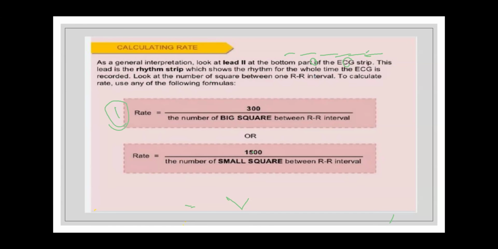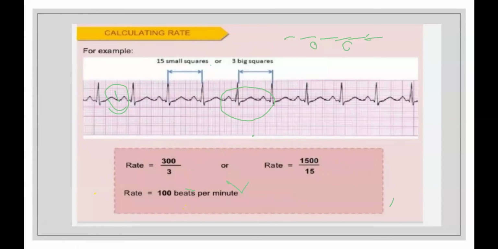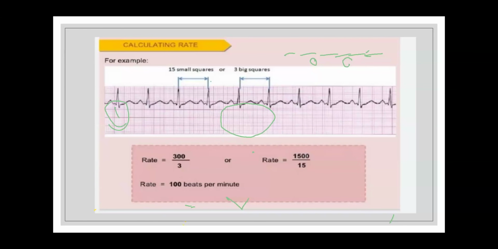You are going to calculate the number of big boxes between 2 R waves. You can see this ECG in front of you. This is 1 R wave, and this is the second R wave. You should calculate the distance using the large boxes. This is the 1st large box, this is the 2nd, and this is the 3rd. So basically, it contains 3 large boxes.